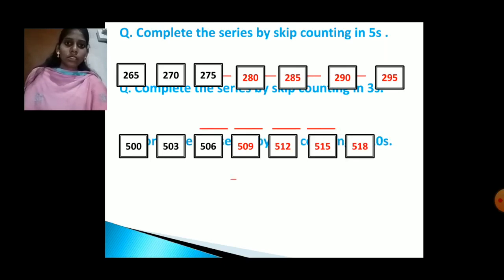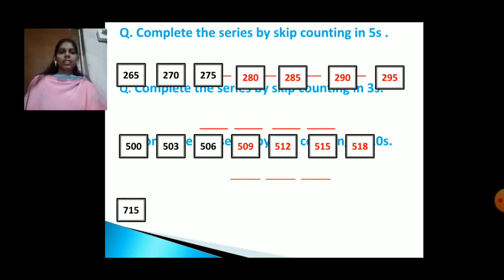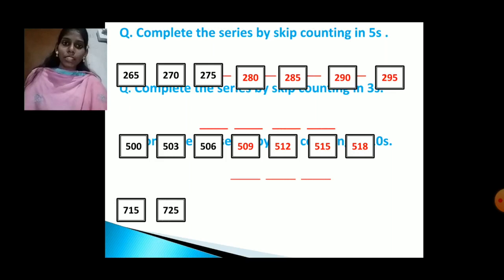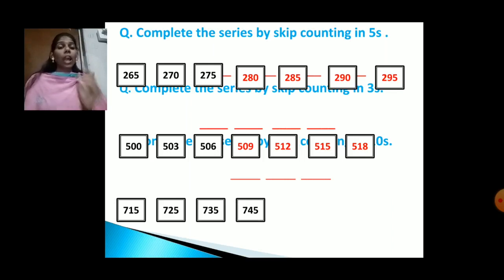Now in the next question you have to find out by how many numbers you have to skip the counting. See: 715, 725, 735, 745. Now tell me how many numbers you will skip to complete this series.